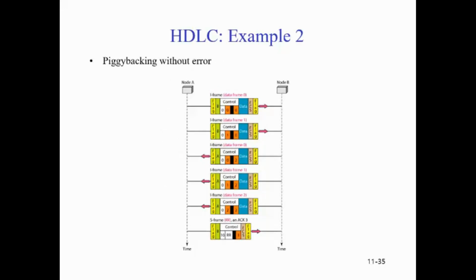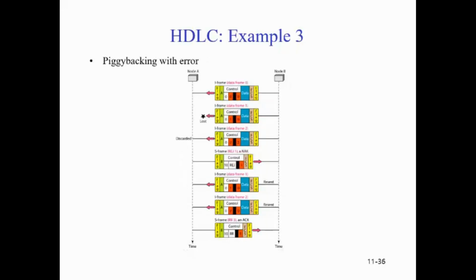So in the next 2 figures, we will see exchange of data using a piggyback. The first is the case where no error has occurred, and the second one is where an error has occurred, where some frames are discarded.